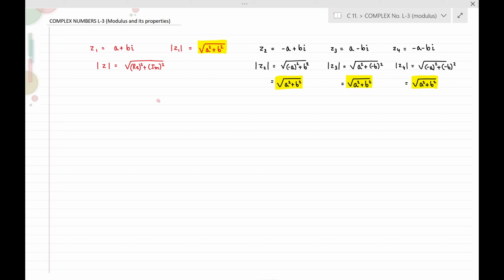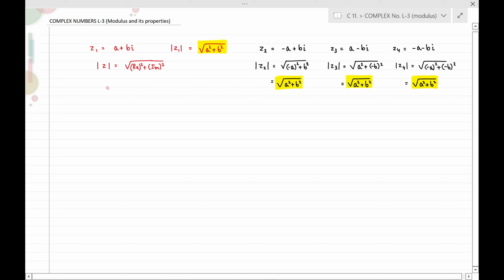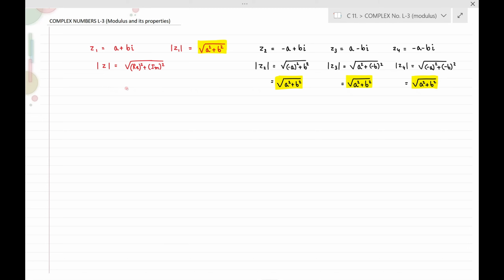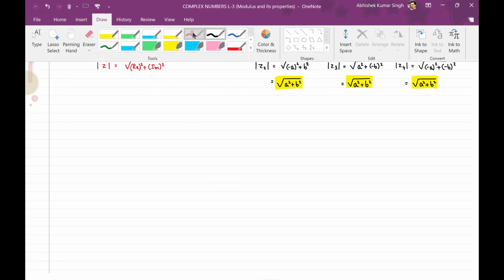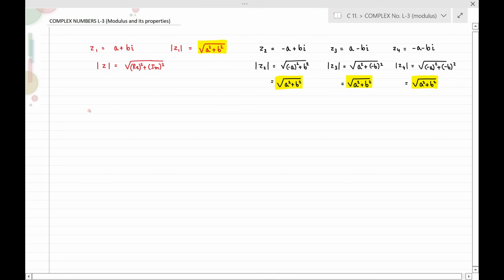So what is the conclusion? The conclusion is that the sign conventions don't matter at all. The absolute value remains the same for the same imaginary part and real part. Now let us go through the properties of modulus of complex numbers.